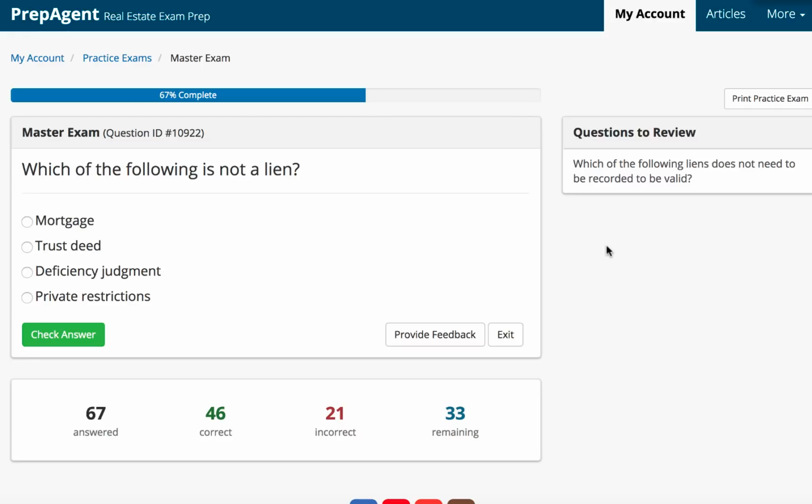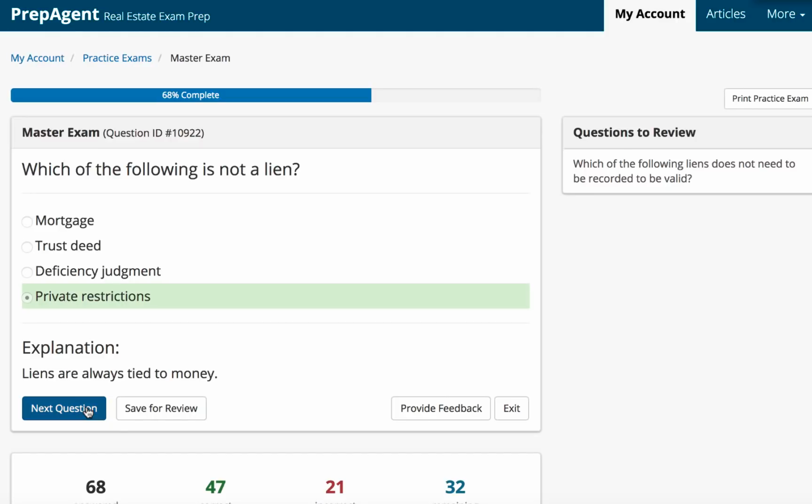Which of the following is not a lien? Mortgage, trust deed, deficiency judgment, or private restrictions? Well, mortgage will fall into a lien, so I guess that would still be a lien. So I think it's private restrictions. I think you are going to pass. I sure hope so.